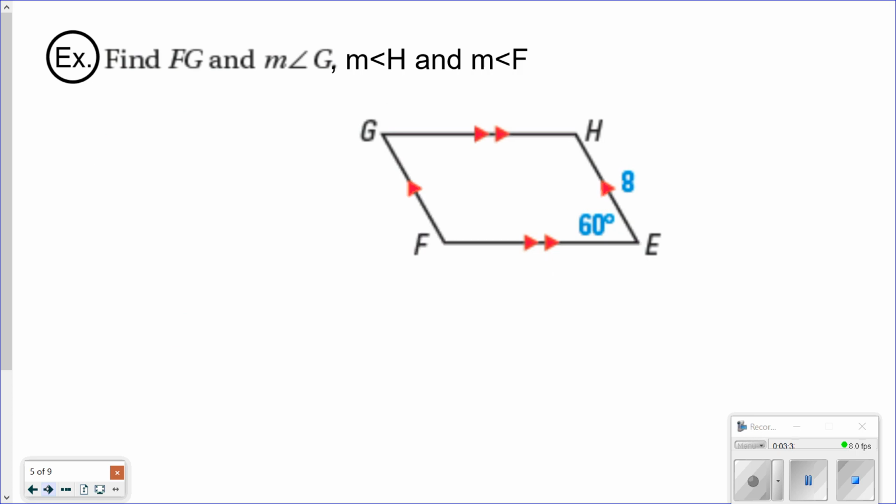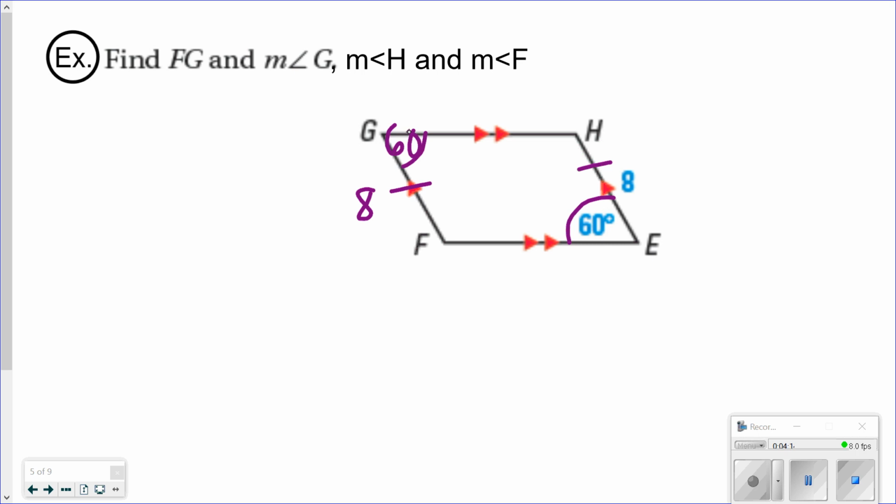Find FG and then find the measure of angle G, the measure of angle H, and the measure of angle F. All right, so let's start with FG. FG would be here. So looking at our diagram, what is the length of FG? Well, it would have to be 8, right? Because the opposite sides are congruent, and if HE is 8, FG also has to be 8. Now let's look at our angles. Angle G is right here. Which angle is opposite of angle G? It'd be angle E. So that means that angle G is 60 degrees.